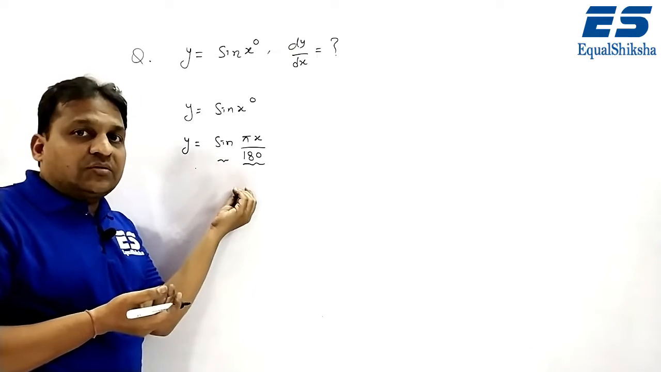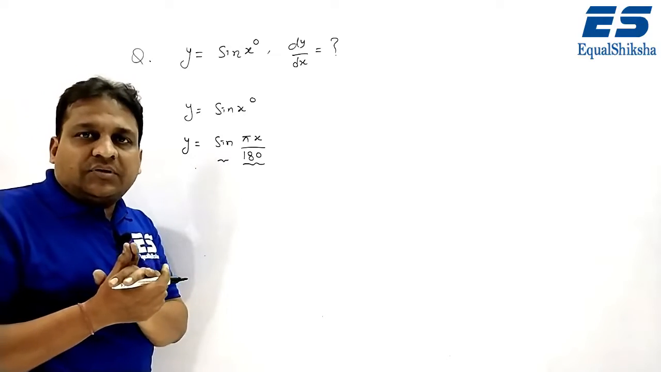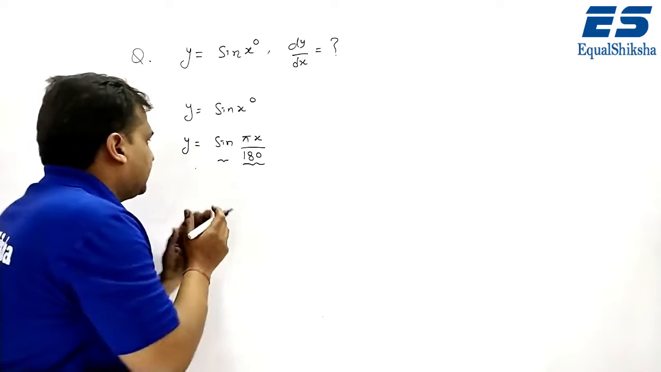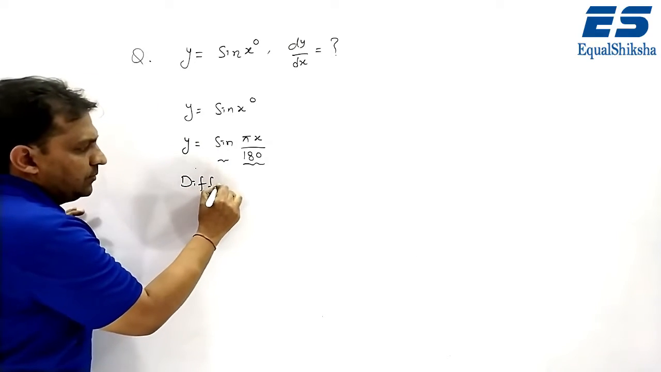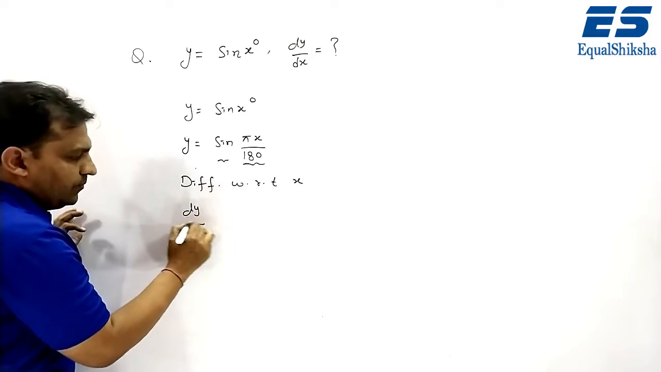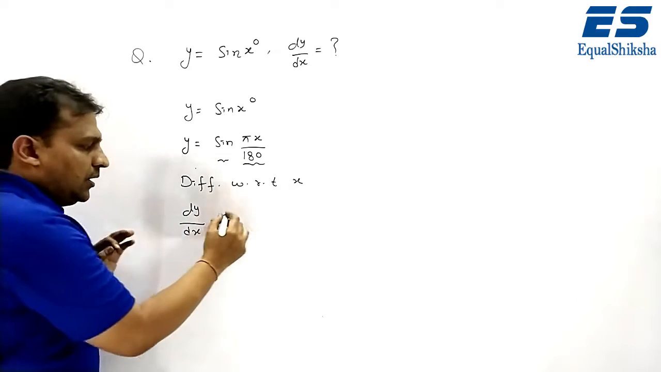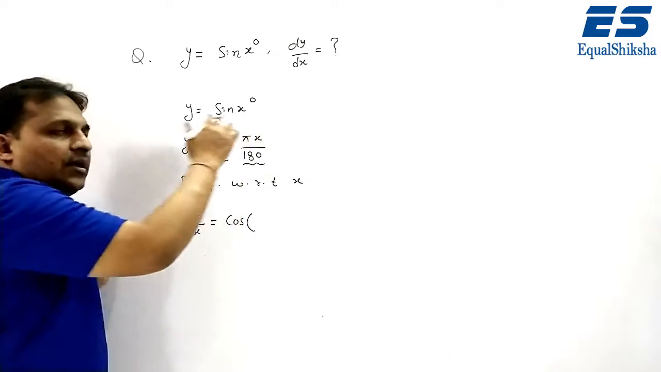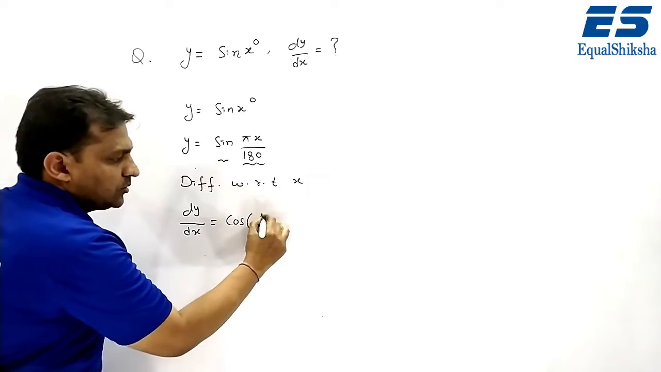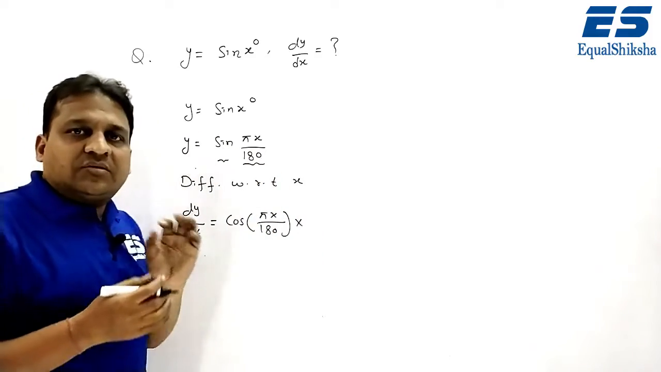So for doing differentiation of such type of function, first we have to differentiate the first function, then the second function. When we do differentiation of the first function, the second function will be considered as x. For this question, differentiation with respect to x. Now the value of dy by dx: the first function is sin and the differentiation of sin is cos, and we will consider this whole function as x. So there will be cos pi x upon 180.